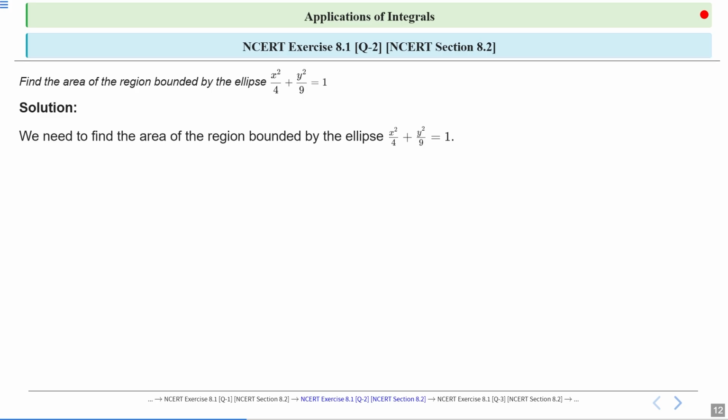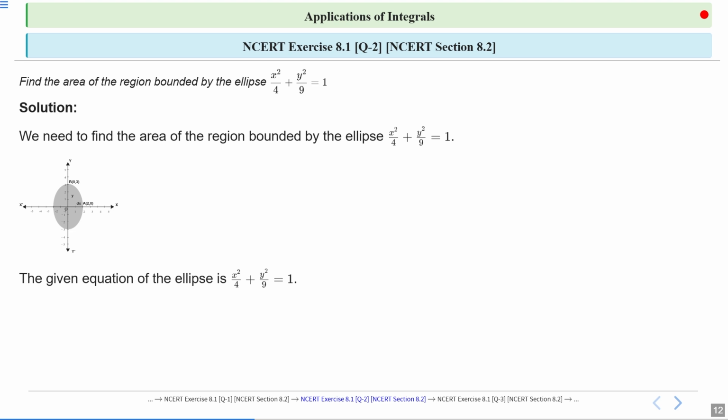x square by 4 plus y square by 9 is equal to 1. So the first task is to draw the graph, and according to the question, that is x square by 4 plus y square by 9 is equal to 1. When we compare it with the standard equation of the ellipse, x square by b square plus y square by a square is equal to 1, we get b square is equal to 4. So the length of b is 2.